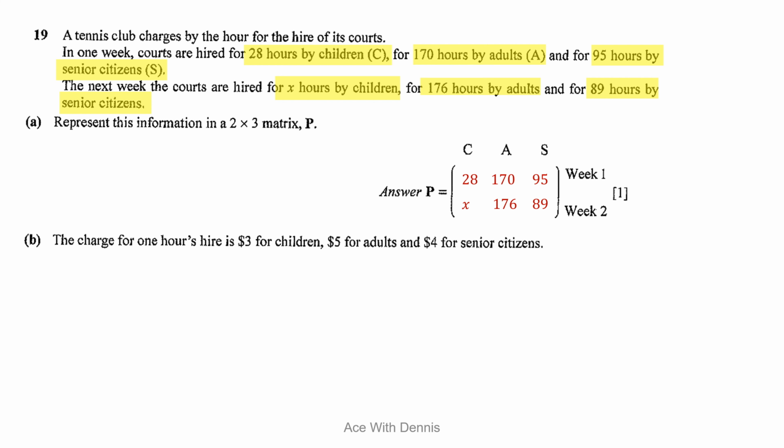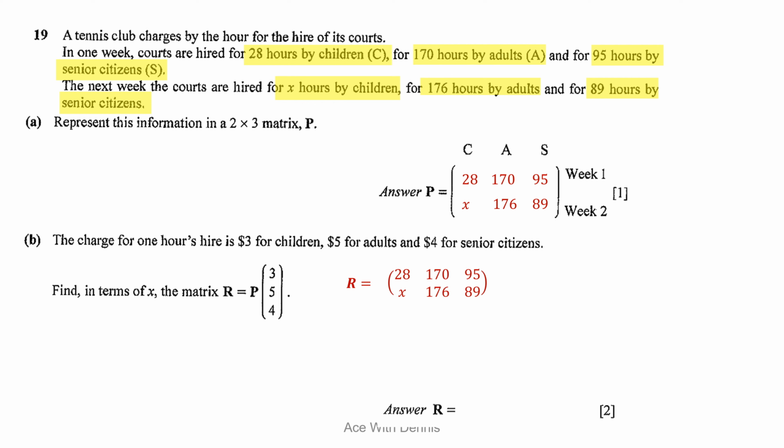B. The charge for 1 hour's hire is $3 for children, $5 for adults, and $4 for senior citizens. Find, in terms of X, the matrix R equals P times the matrix 3, 5, 4. 2 marks. So to calculate the matrix R, we substitute the P matrix with this matrix 28, 170, 95, X, 176, 89, and times the charges 3, 5, 4.